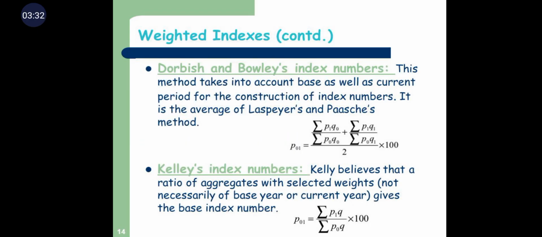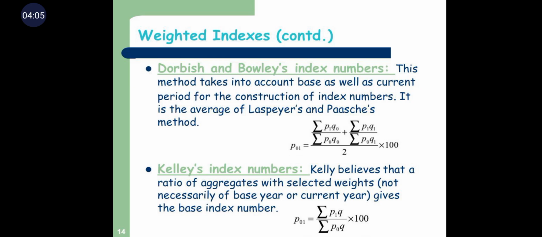The Drobisch and Bowley's index number. This method takes into account both the base period as well as the current period in the construction of index numbers. It is the average of the Laspeyres and Paasche methods. The formula is P01 equal to Laspeyres formula plus Paasche formula, whole divided by 2, into 100.